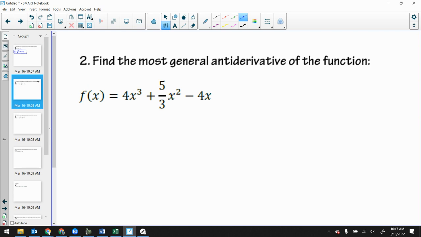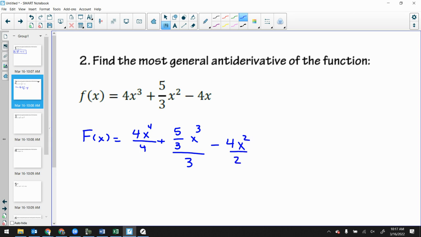Let's keep adding some fractions, doing some other funky stuff to it. All right, so that means most general antiderivative. F of x is equal to 4x to the, okay, bump it up 1, fourth, divide by that power, 4. Plus 5/3 x cubed over 3. We'll talk about what we do with that in a second. Minus 4x squared over 2 plus c. All right, now let's manipulate this a little bit.